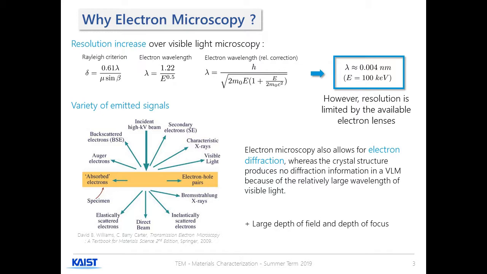Second, as we have already seen, the interaction of electrons with our sample generates various signals, and modern TEMs take advantage of many of them to provide information about the sample. Finally, using electron microscopy allows for electron diffraction, which is, as we will see later, a powerful method for periodic lattice characterization.